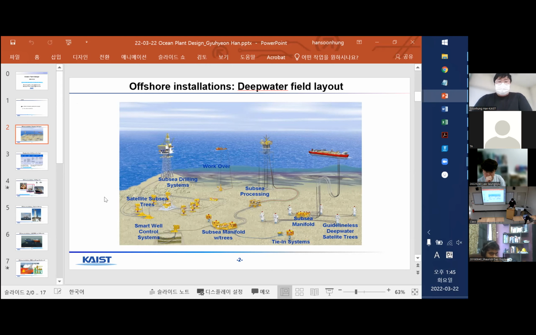The smart well system is a kind of controlling system for the well. And there are some manifolds and subsea processing. The manifold is the gathering site for the oil and gas. And subsea processing is a kind of post-processing structure for the oil and gas. From this processing part, you can control the pressure of the oil or gas and can mix it with some water or some kind of chemicals for the post-processing. And this ship is filling the tanks with processed oil or gas.